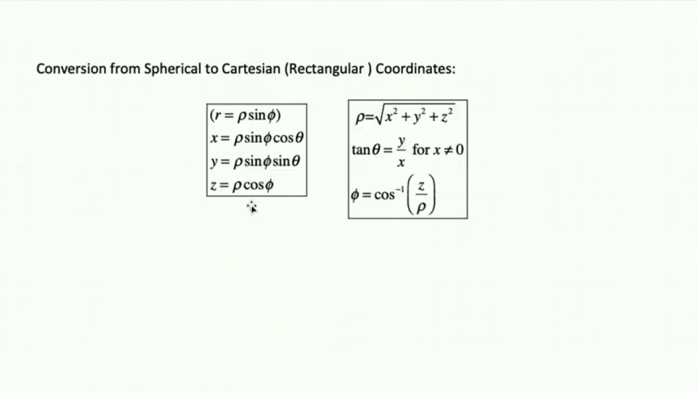Now, going the opposite direction, from Cartesian to spherical, it's easy to see that rho would be the square root of the sum of the squares of x, y, and z. This simply goes back to the distance formula, Pythagoras. And the tangent of theta is y over x for non-zero x. That just goes back to cylindrical polar coordinates.